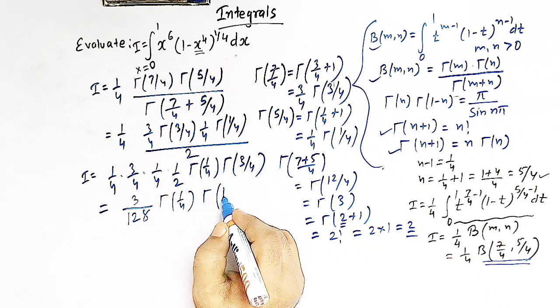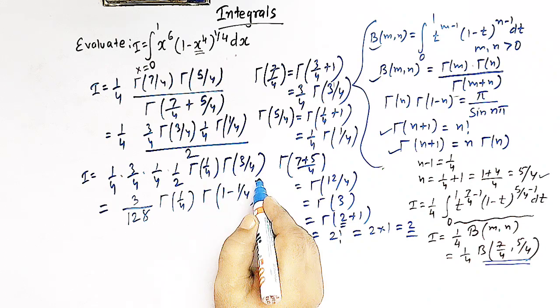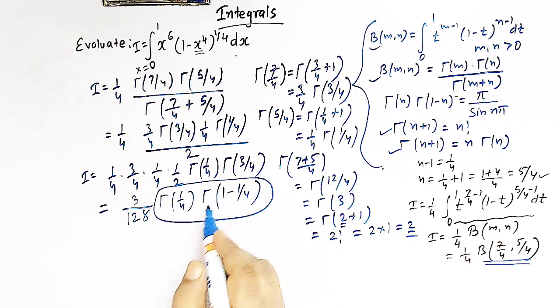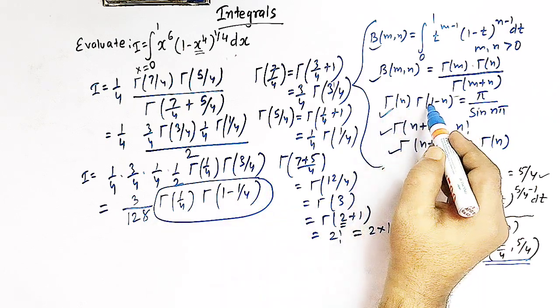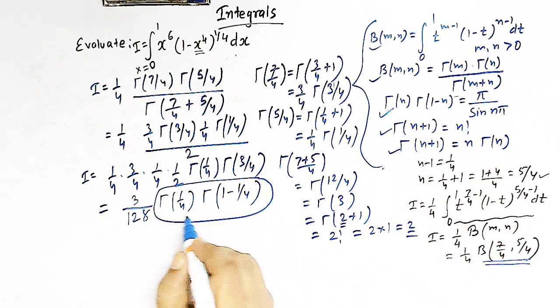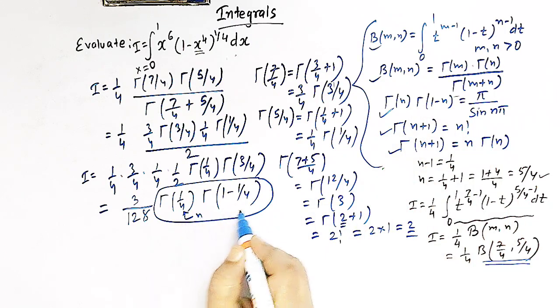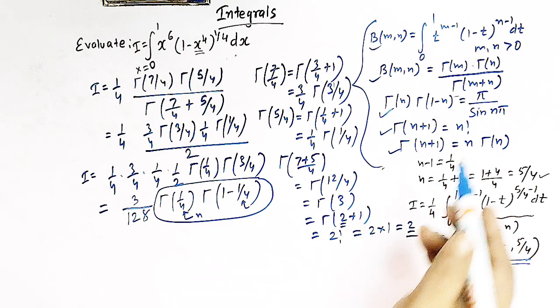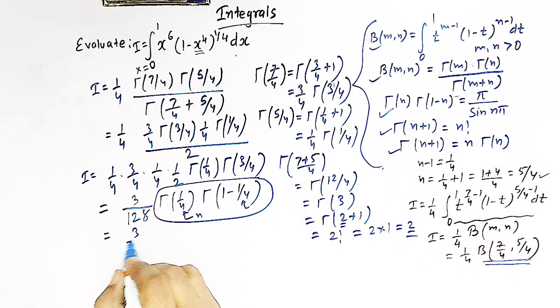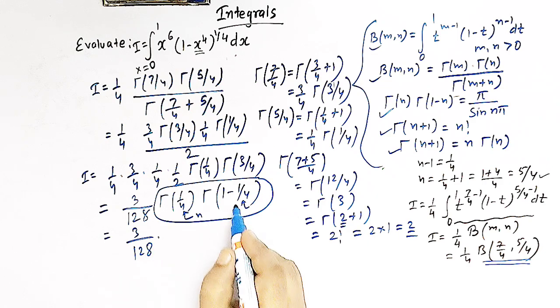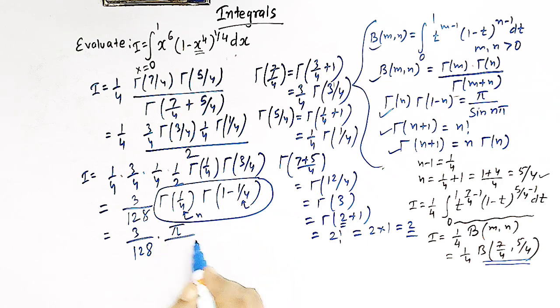and gamma of 3 by 4 can be written as gamma of 1 minus 1 by 4, and we can now see that this is of this form, that is gamma of n times gamma of 1 minus n. So the value of n is 1 by 4. So using Euler's reflection formula, we have now 3 by 128, and here we have pi divided by sine n pi. So n is 1 by 4, and here we have pi.